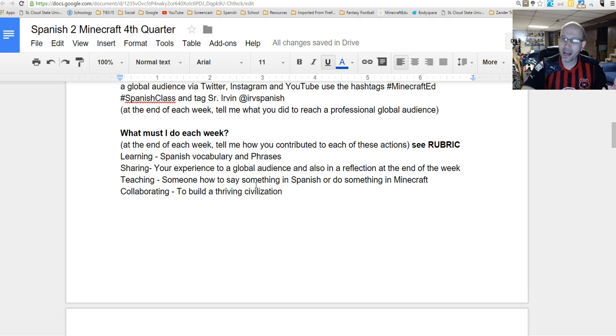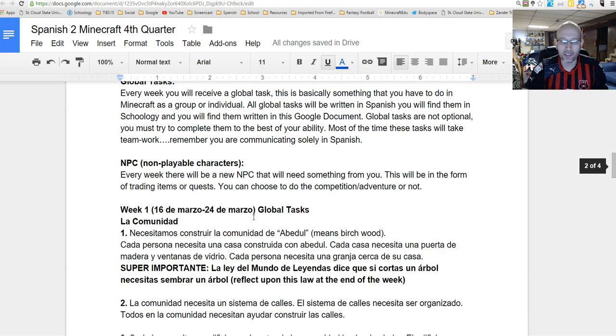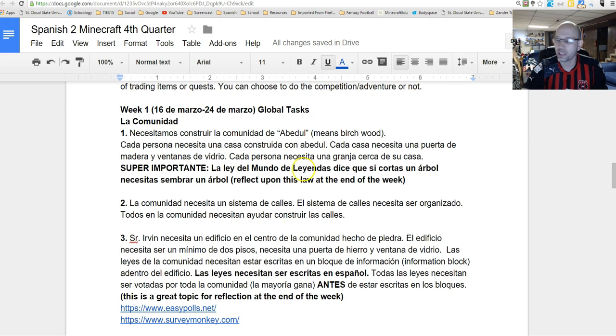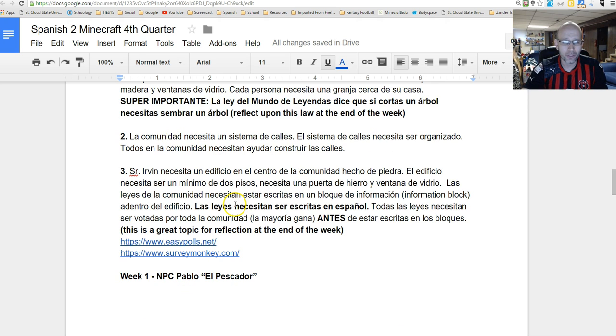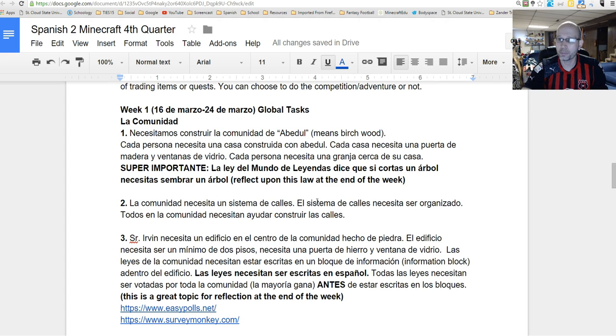Teaching others how to do something within Minecraft, but only using Spanish, is just a super awesome way of being able to use the language. And it's complex, it's difficult, but if you can do that, you can do a lot of stuff even outside of this virtual world. And then of course, collaborating. We have to collaborate to build a thriving civilization. You're going to have to collaborate to do these things. Numbers 2 and 3 here, you need to have a lot of collaboration, a lot of talk between each other.